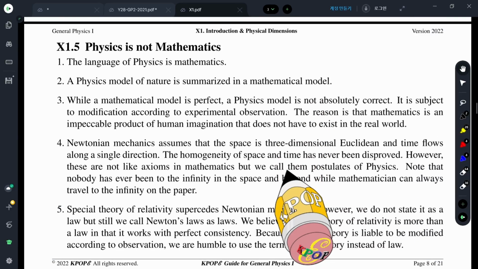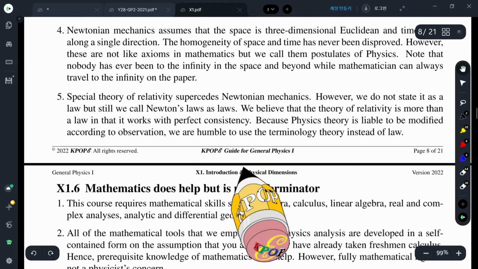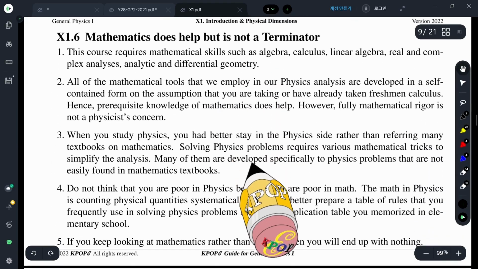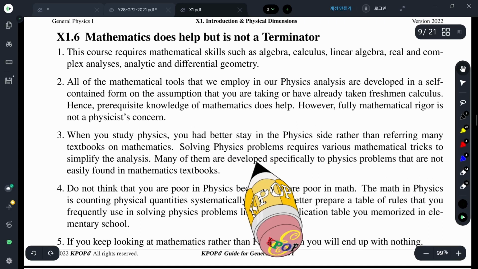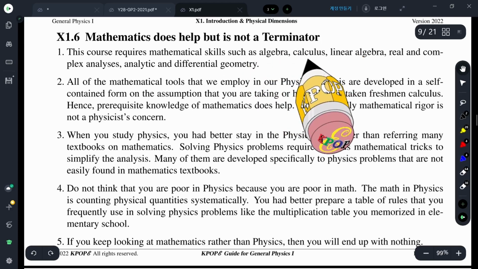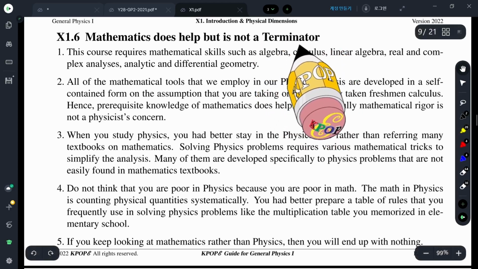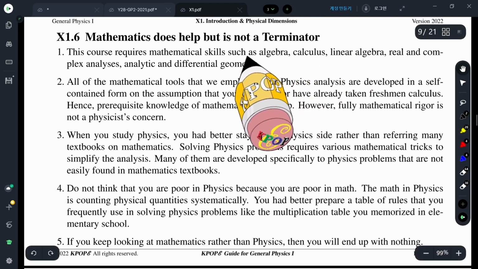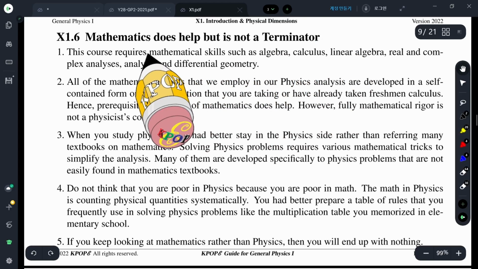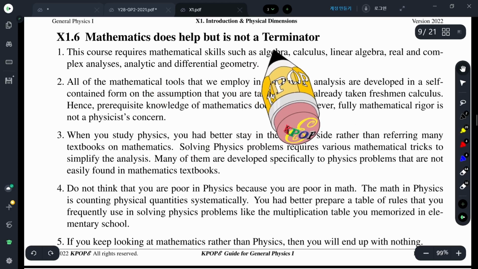Because I have repeated it so many times, you can read it through by yourself: physics is not mathematics. Again, mathematics does help, but it's not a terminator, meaning it does not give the real answer. It may give an intermediate answer. But at the final stage, you have to interpret. If you made use of some mathematical formula, you have to find out if that mathematical answer is really physical or not, because nature is not a mathematical model.